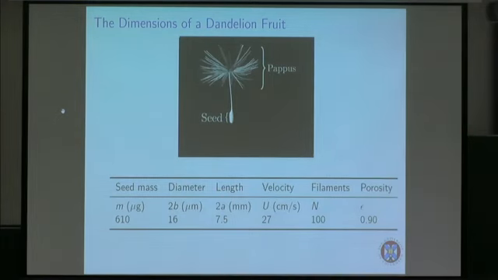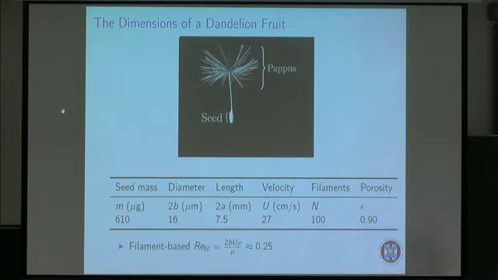So here's a CT scan that we took. We gold-plated one of these dandelions in this soup thing that's going around, and we measured how many filaments there were. We measured the porosity of the pappus looking down on it. We measured the length of the filaments, the diameter, and so forth. So here are some numbers.